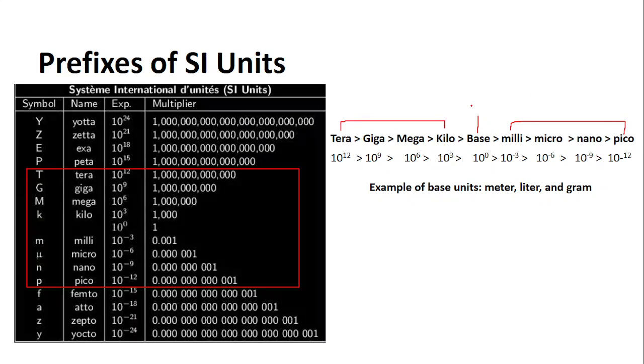For example, ang base daw nato na gamitin is gram. Sabihin ta, let's put gram sa base. Saan sabi sa prefix, ginabutang siya before your main word, before ang base naton. For example, tera. Sabihin ta tera, so, tera plus gram, tera gram.